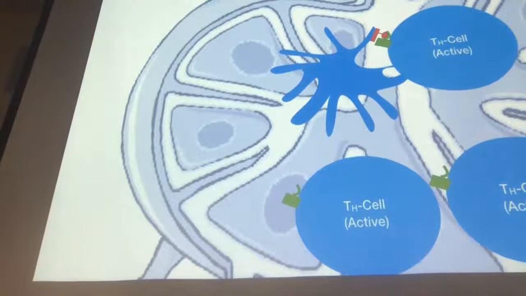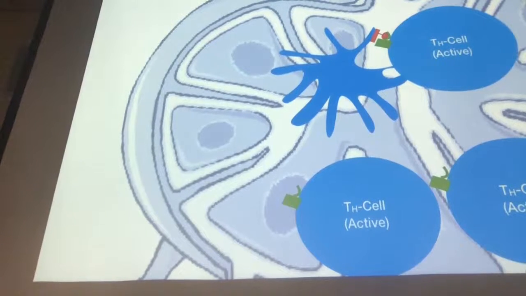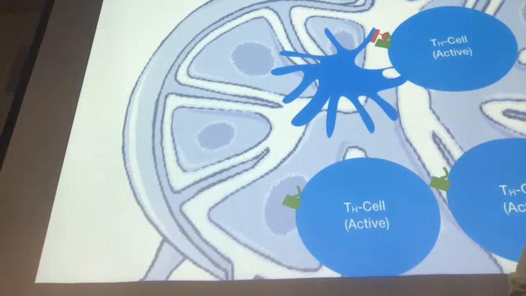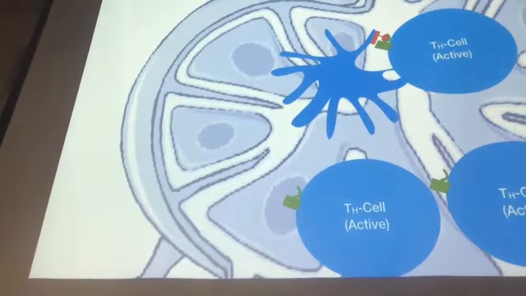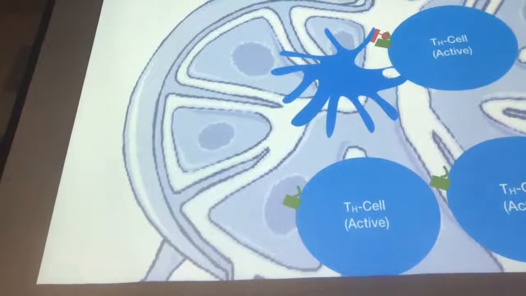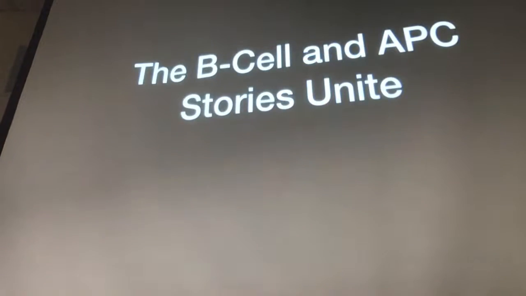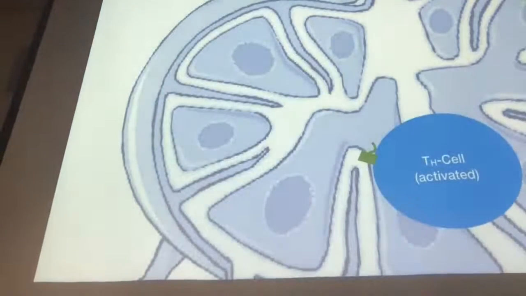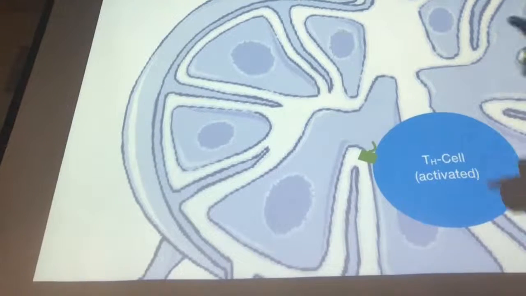Okay, what happens next? Well, in any good story, now we're going to have our two plot lines come together. Our two main characters are going to meet up, join forces, and destroy the evil virus invading the body. So here we have the B cell and antigen-presenting cell stories unite. Here we have our activated T cell. It's moved off. You saw it leave.